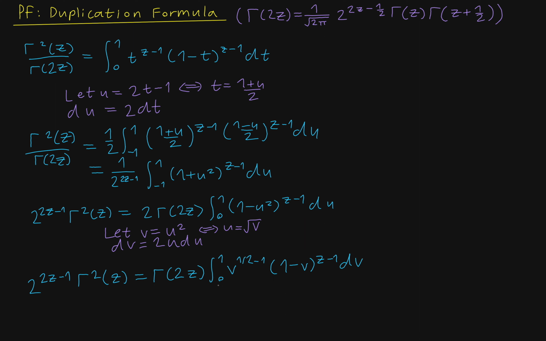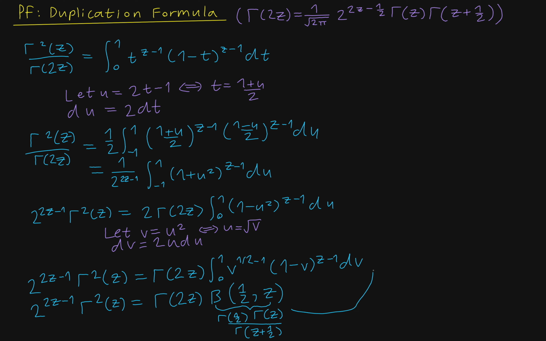And so this is just another beta function, right? There's just another beta function, so we get 2 to the 2z minus 1 times gamma squared of z is equal to gamma of 2z, and this is the beta function at 1/2 and z, so that's what we have here. And then again, this part over here is just going to be gamma of 1/2 times gamma of z divided by gamma of z plus 1/2, right?